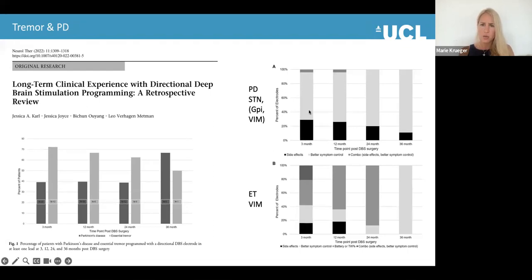The reasons why directionality was used are quite similar for both leads. Initially, side effects or to get better tremor control. And then at some point, I think people manage the side effects, but only want better tremor control, which is the light gray here. Same for the VIM.